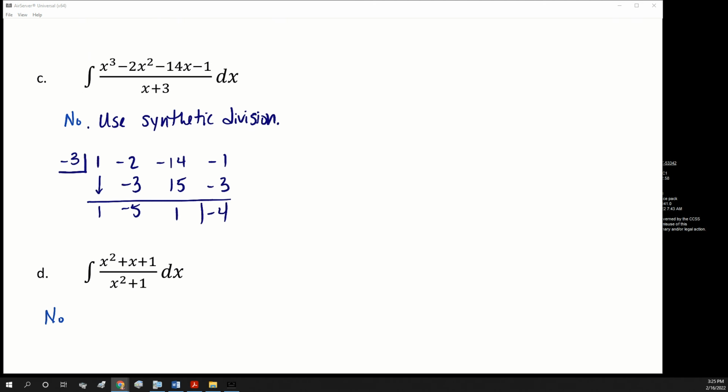And so now we can write a brand new integral that we can integrate pretty easily. So we started off with this x cubed and we divided it by x. So this means 1x squared minus 5x from this 5 plus 1. And then we always do our remainder over the divisor.